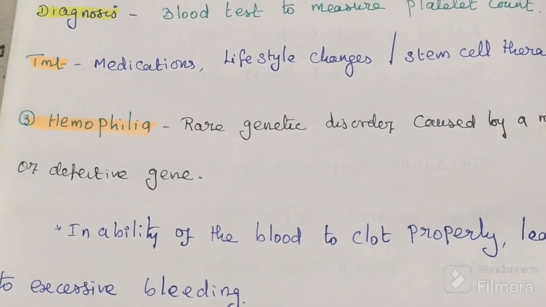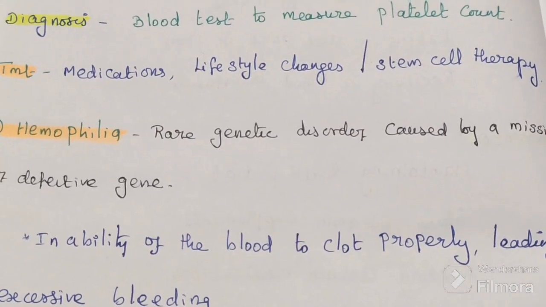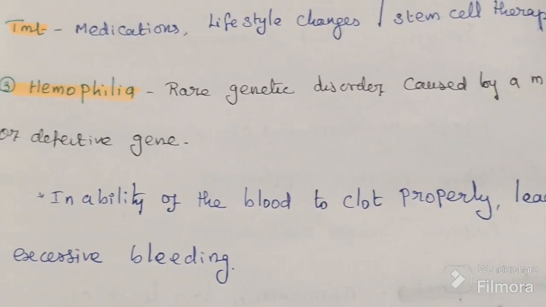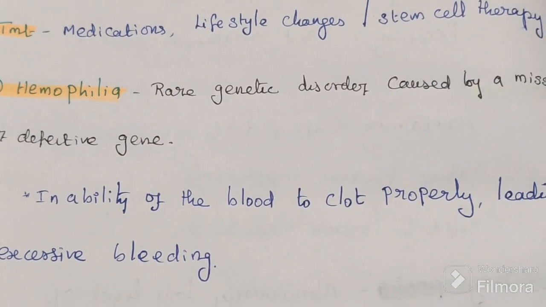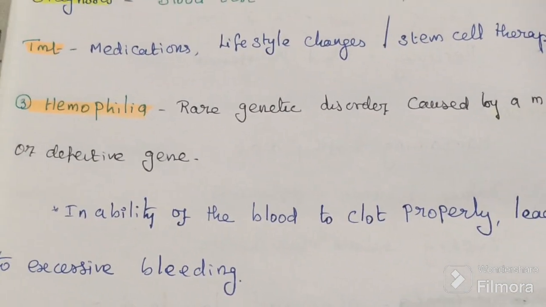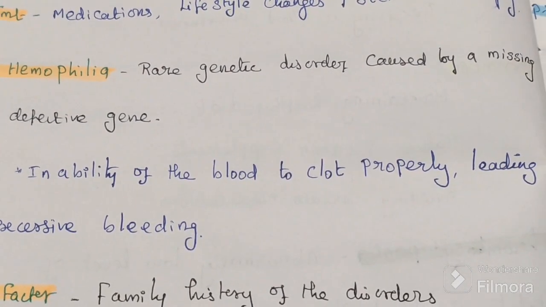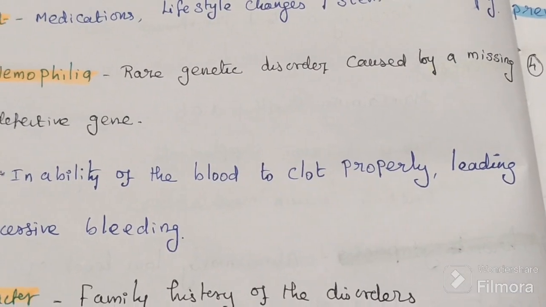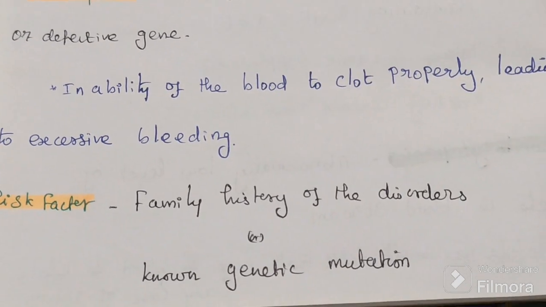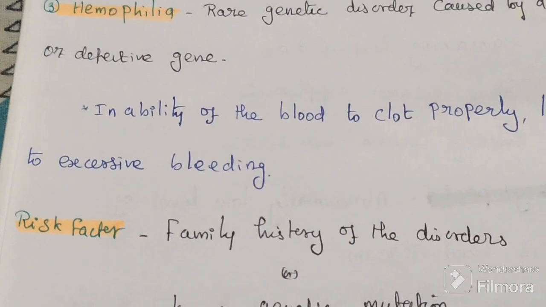Third condition is called hemophilia. This one is a rare genetic disorder. Hemophilia is a rare genetic disorder caused by a missing or defective gene. It is the inability of the blood to clot properly, leading to excessive bleeding. Risk factors: family history of the disorder and a known genetic mutation.